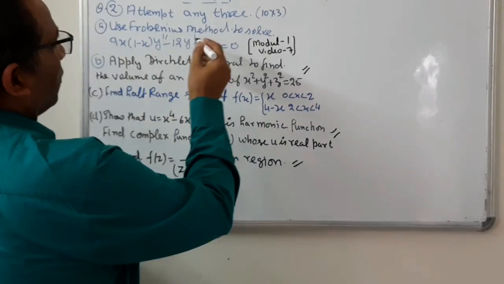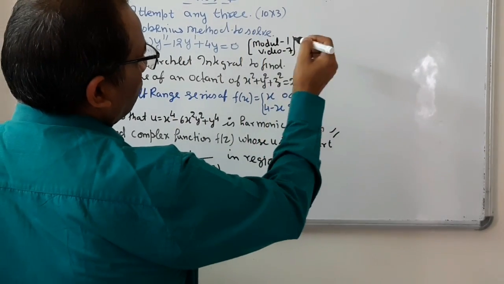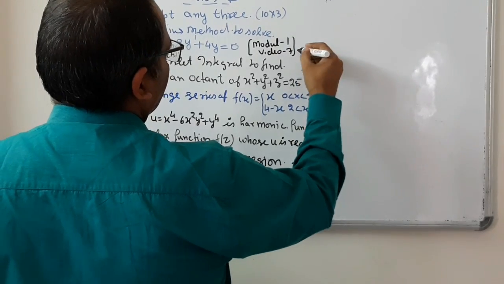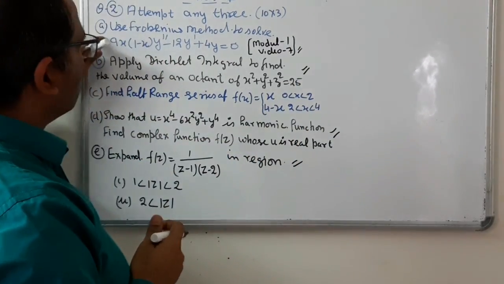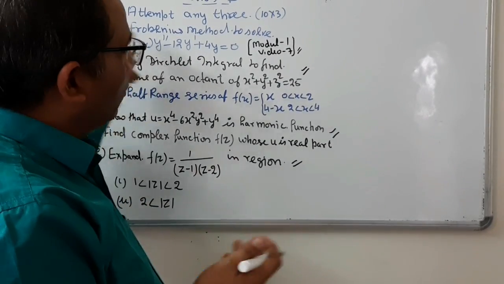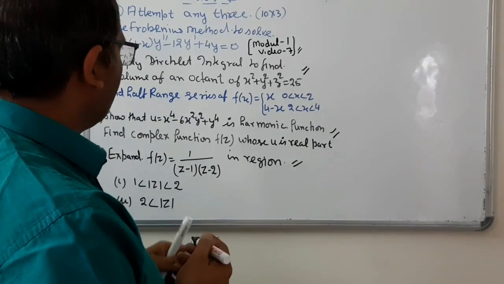For this first part, the Frobenius method, you can see the solution of this one in module 1, video 7, part 1. You can see from here. So I will not solve this question here. You can see the solution of this one in video 7, module 1, part 1.